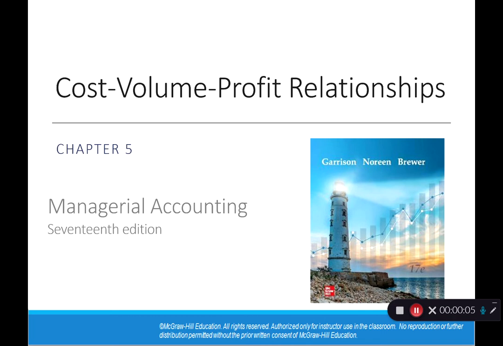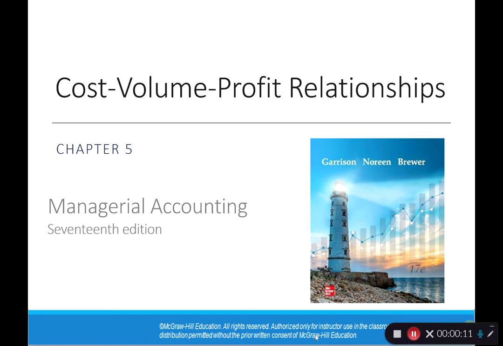Welcome to Chapter 5, Cost Volume Profit Relationships. This is one of my favorite chapters because it provides us with a lot of very useful tools to make decisions and predict costs and profitability for a company.